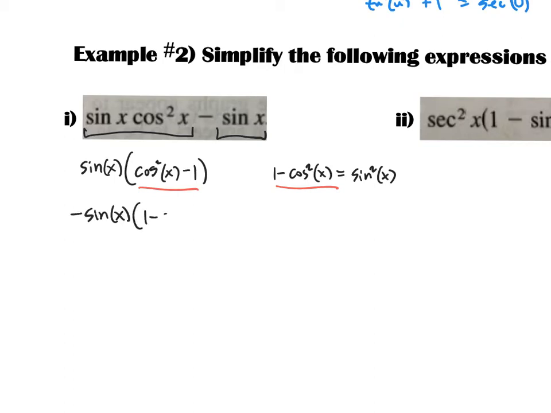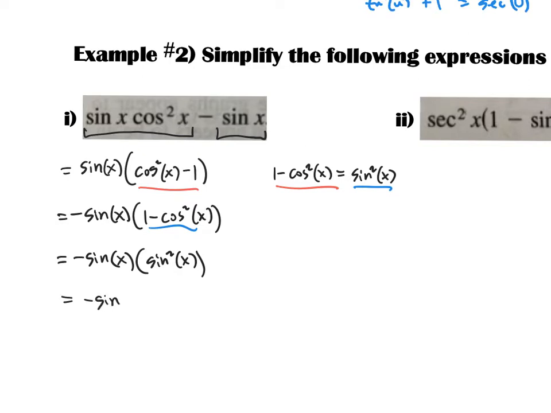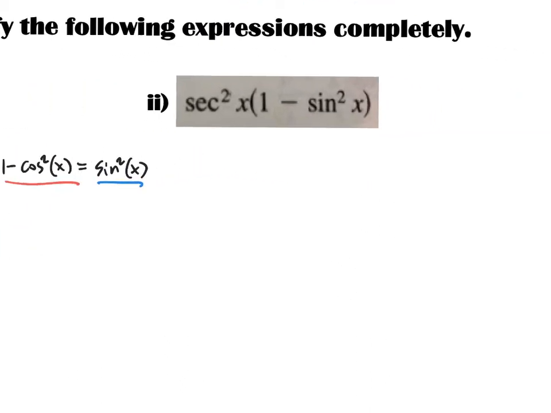And what that'll do for me is give me the following expression. Now I can do a replacement of this with sine squared x. So I get negative sine x times sine squared x. And when you take negative sine x times sine squared x, you get negative sine to the third. And that's it. We have fully simplified that. Okay, let's look at the next one.